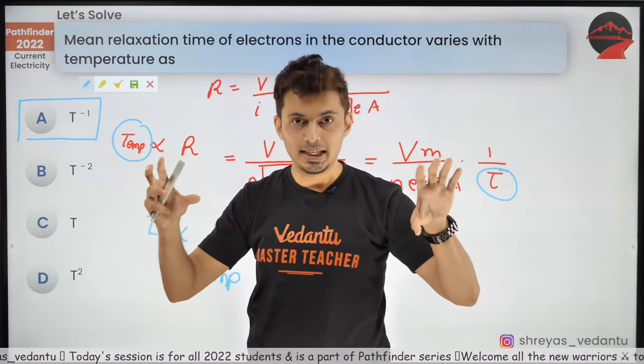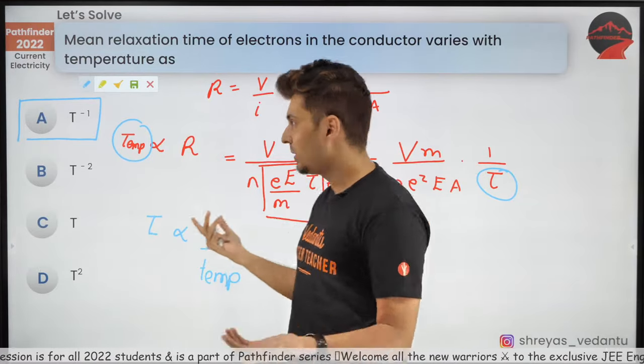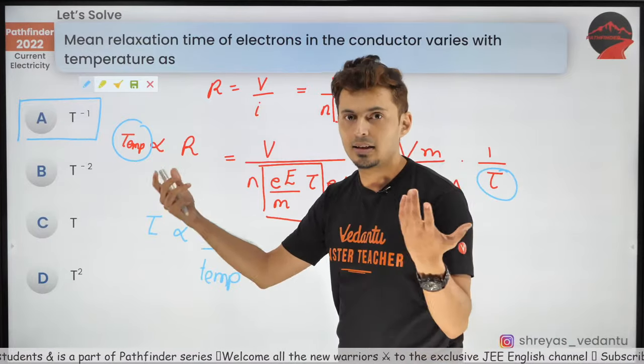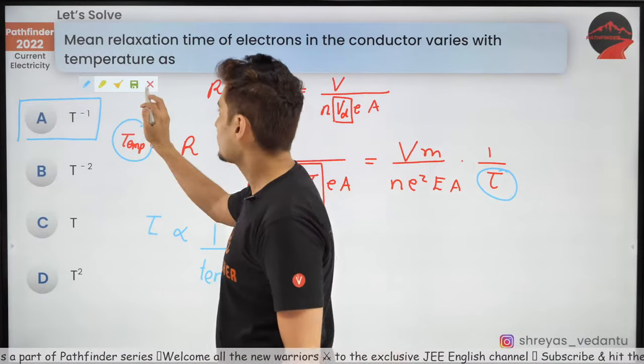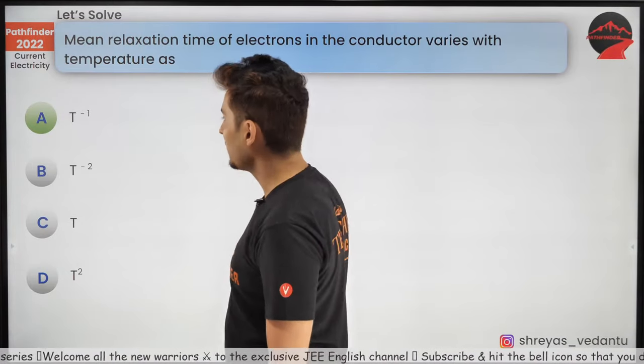Area is a constant, right? For a given conductor, it will be a constant, so you don't have to worry about it. For a given conductor, the voltage is there, the field is there, the area is there. So understand that. Hence, that's the answer: T raised to minus 1. Correct. Be careful.